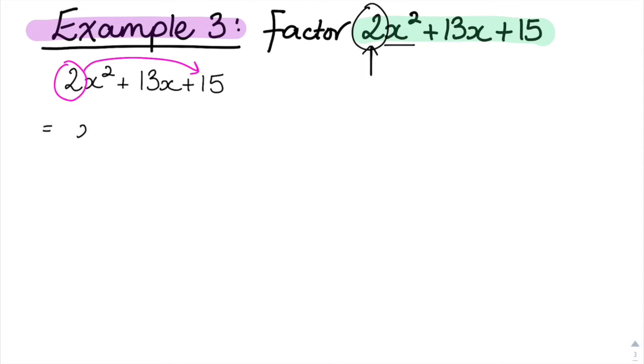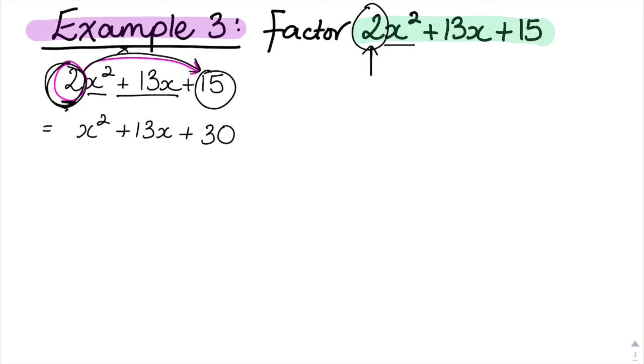So what I'm going to have is my x squared, which I'll drop down. This 2 is no longer here, as I'm multiplying it by the 15. I'll also drop down my 13x, and then 15 times the positive 2 gives us positive 30. Now this problem looks so much nicer to work with, so I'm going to set up my tables so we can find two values that multiply together to give positive 30 and add together to give positive 13.